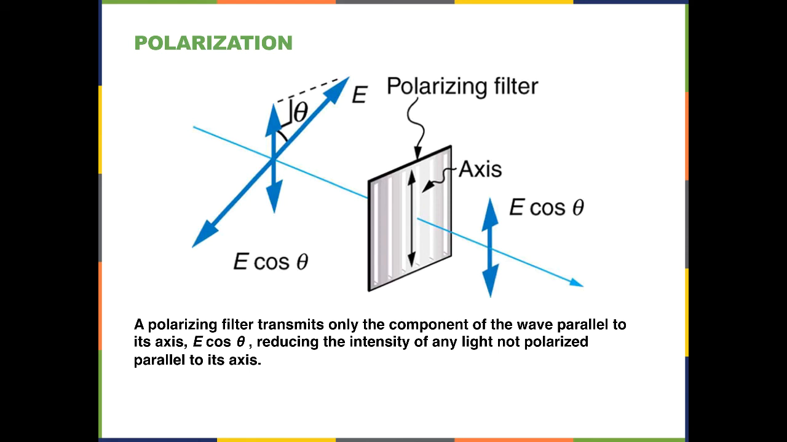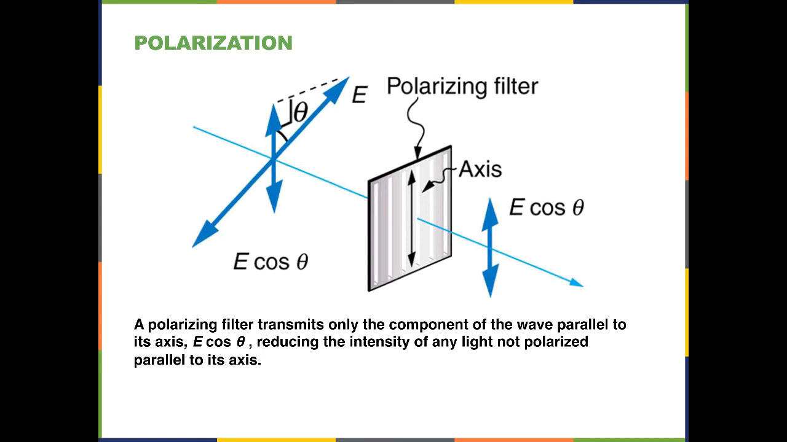A polarizing filter transmits only the component of the white light parallel to its axis. So E cosine theta, reducing the intensity of any light that's not polarized parallel to the axis. And so you see that when it's parallel, theta is 0 and cosine theta is 1, which produces a full intensity. And any angle other than 0 will reduce the intensity by a factor of cosine theta.